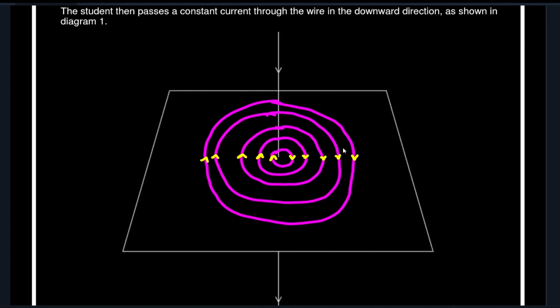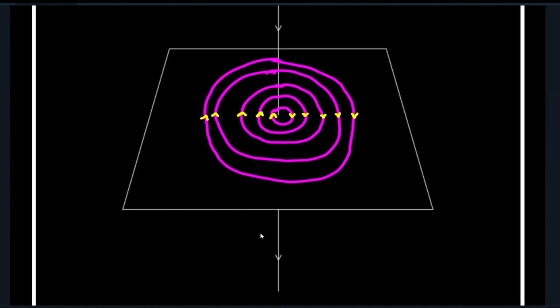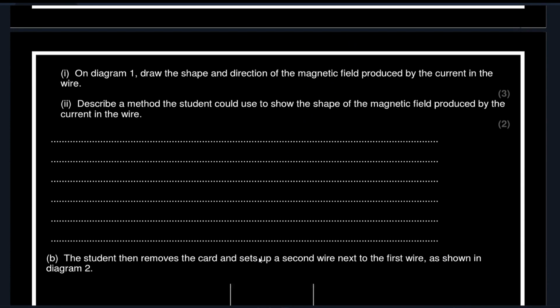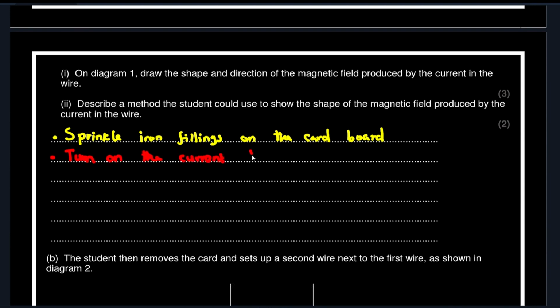Now we need to move further down so that we can look at other questions that are asked here. We are told, describe the method the student could use to show the shape of the magnetic field produced by the current in the wire. In this particular question, the student is supposed to sprinkle iron filings on the cardboard, and then switch on the current to flow through the wire.